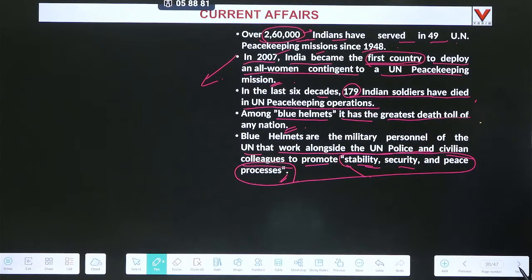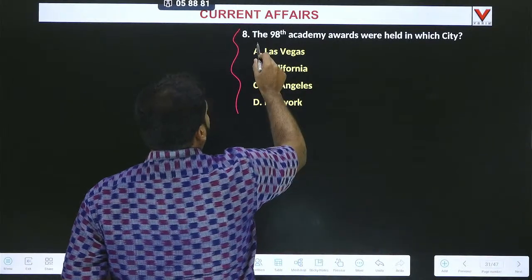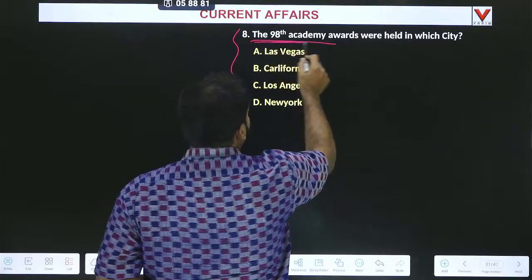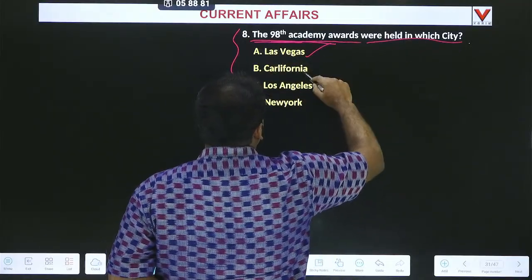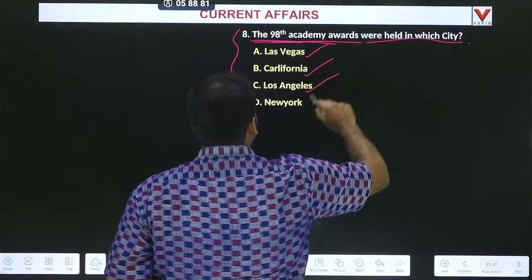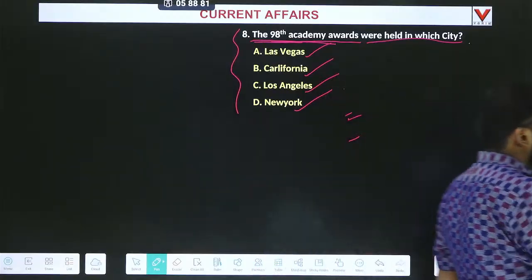Let's move to the next question. Okay. This is the latest news. The 98th Academy Awards were held in which city? Option A, Las Vegas. Option B, California. Option C, Los Angeles. Option D, New York. Please attempt this question. We will discuss it after 10 seconds.